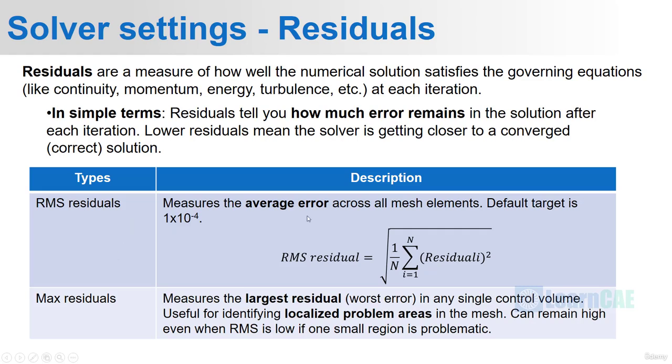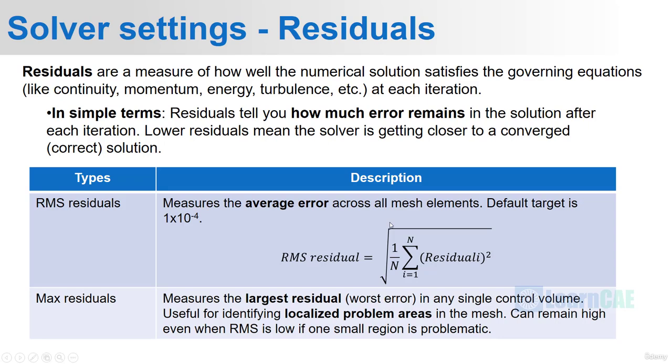RMS residuals measure the average error across all mesh elements, and the default target is 10 power minus 4. But in CFX, we shall try to keep it at 10 power minus 6 and we shall monitor the convergence. Reaching 10 power minus 3 or 10 power minus 4 is sufficient, but it is better if you are able to reach up to 10 power minus 6. The RMS residual formula is given here. It is the root mean square of the residuals in all the elements. Here the summation is given and it is the residual to the suffix i whole square. This is nothing but the root mean square of residuals in all the cells.